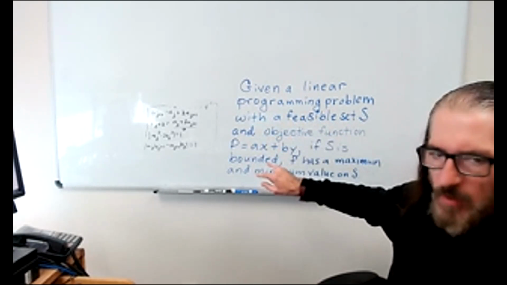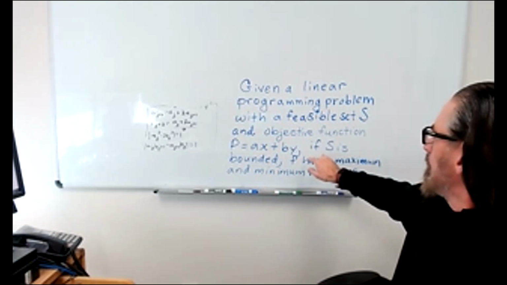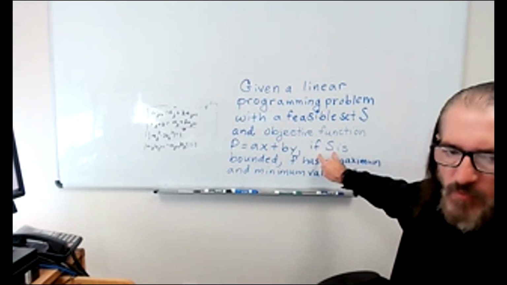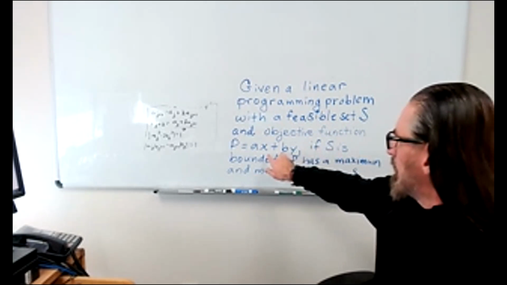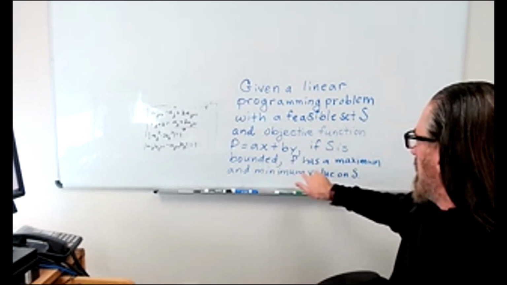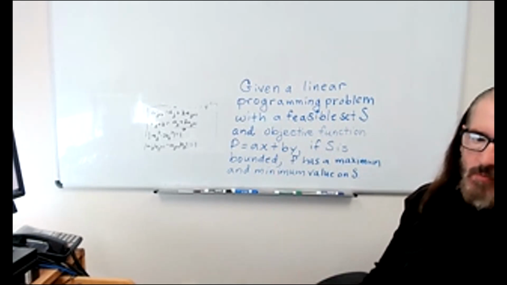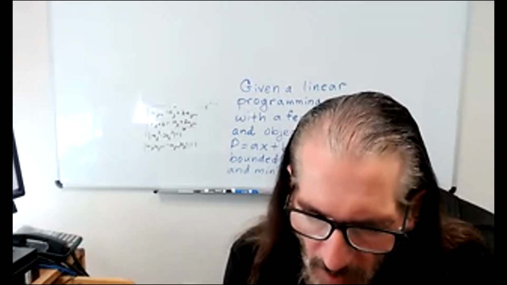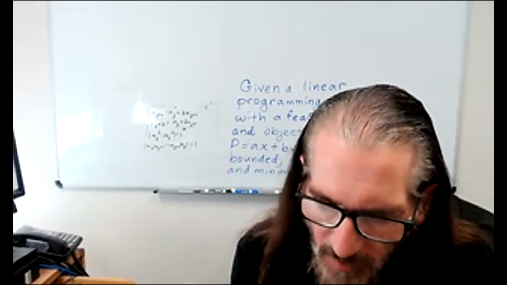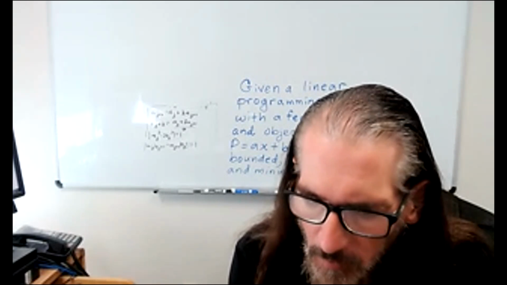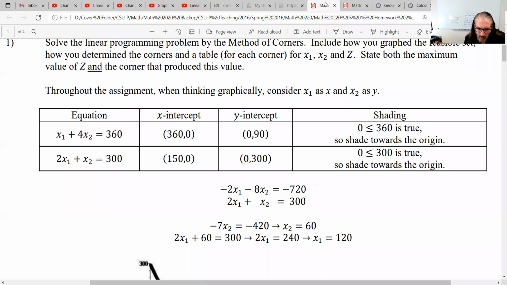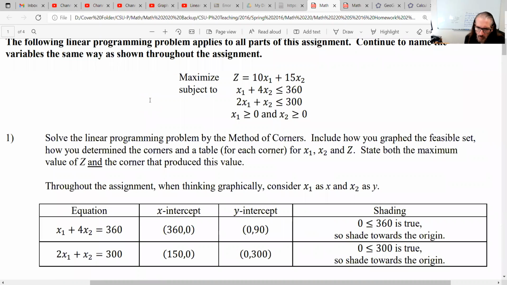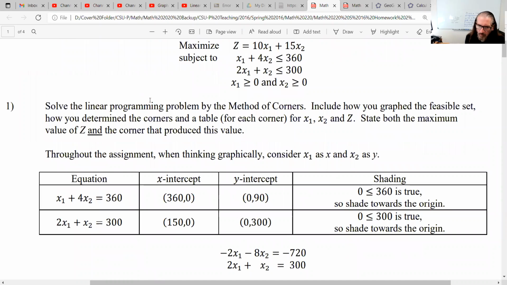So we have a theorem that tells us that when that feasible set S is bounded, then our objective function is going to have both a maximum and a minimum value on that feasible set. And what we're asked for is to find out the maximum, right here. We're supposed to maximize that.